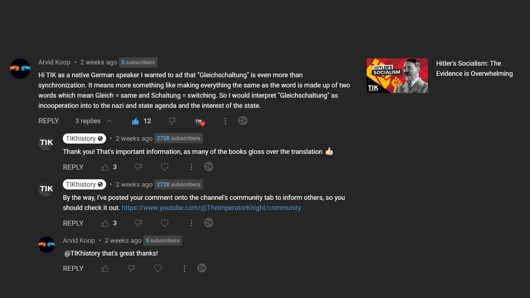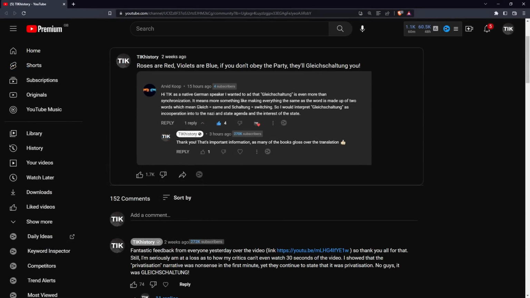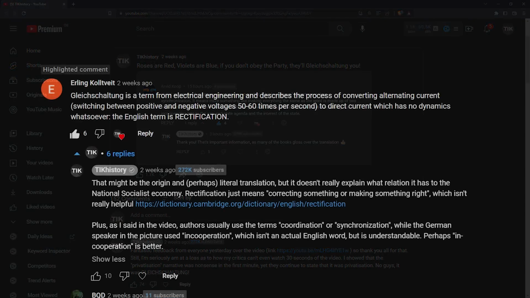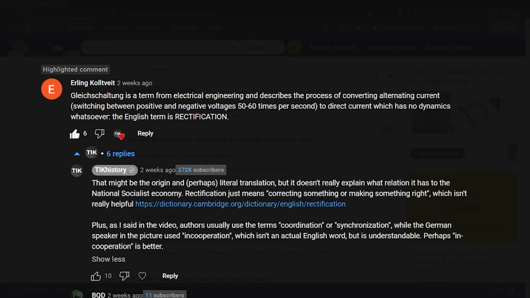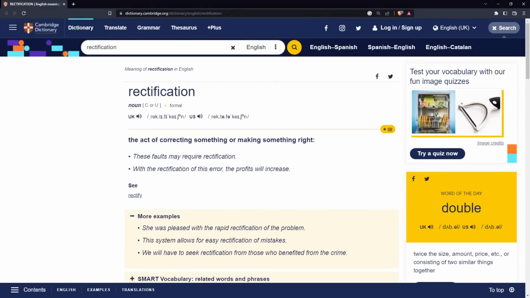Well, so important was this revelation that I made a post about it on the channel, and more German speakers were offering their opinions too. One said, "Gleichschaltung is a term from electrical engineering and describes the process of converting alternating current, switching between positive and negative voltages, 50 to 60 times per second, to direct current, which has no dynamics whatsoever. The English term is rectification. Rectification means correcting something or making something right."